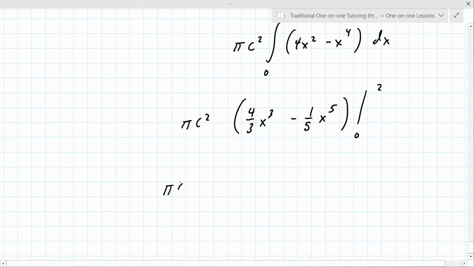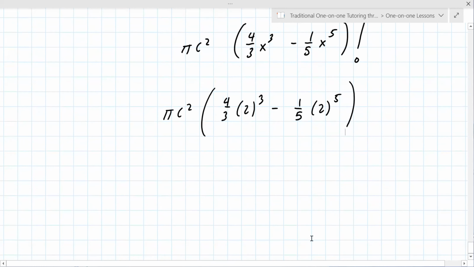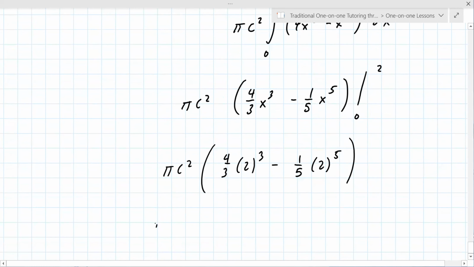So you have this pi C squared coming along the whole time. 4/3 2 cubed minus 1/5 2 to the 5th, and then minus 0 because those go away. So from here you get 2 cubed is 8, so that's 32 over 3. 2 to the 5th is 32, so minus 32 over 5.